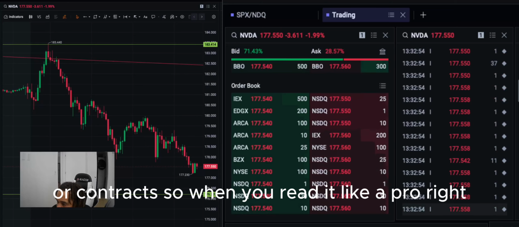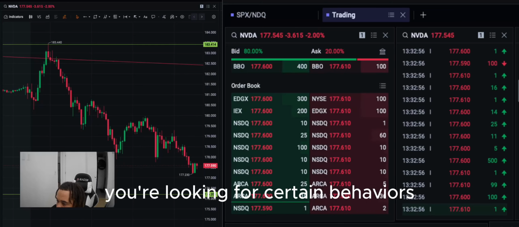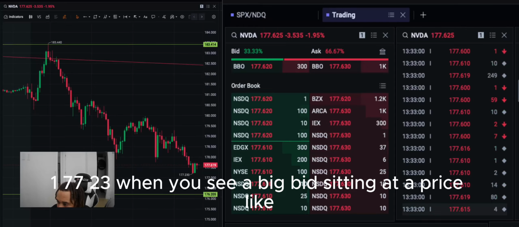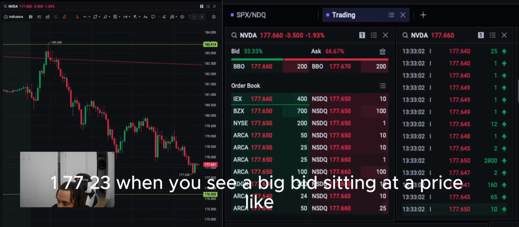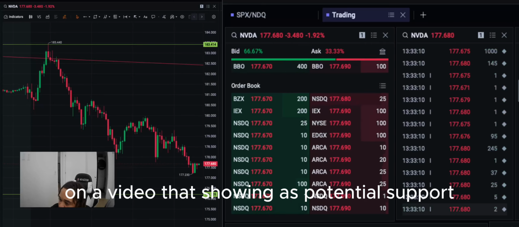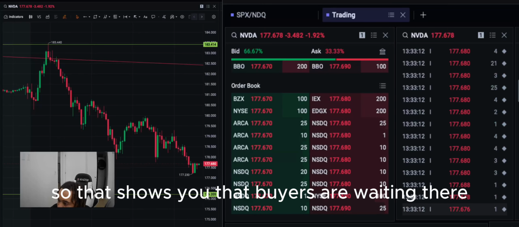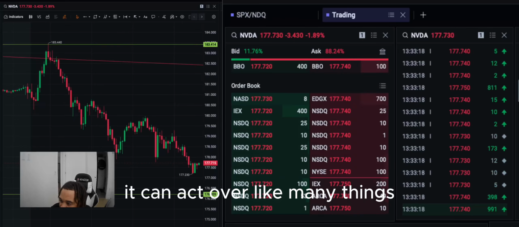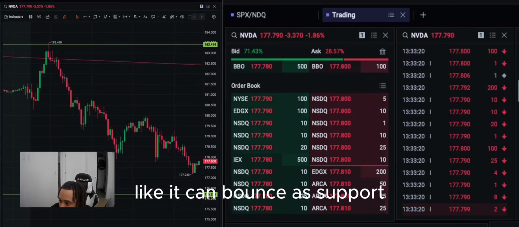So when you read it like a pro, right, you're looking for certain behaviors. So let's talk about it. About this low at 177.23, when you see a big bid sitting at a price like, let's say 1,000 shares at 177.23 on a video, that's showing as potential support. So that shows you that buyers are waiting there. And if price approaches it and that order stays firm, it can act like many things. Like, it can bounce as support.